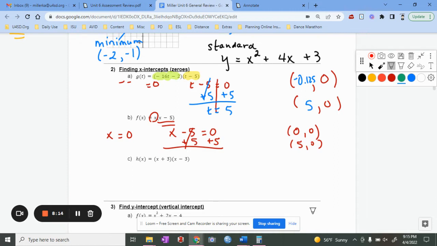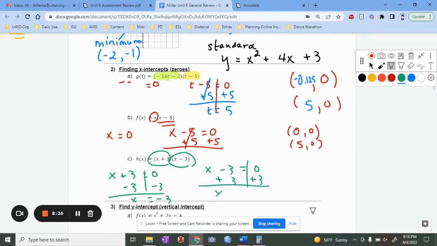For part C, same thing. We've got x plus 3 and x minus 3. So x plus 3 equals 0. x minus 3 equals 0. Add 3 to both sides. Subtract 3 from both sides, and we get x equals negative 3 and x equals positive 3. So we have (3, 0) and (-3, 0) as our two x-intercepts. Okay, that's where we cross the x-axis, our horizontal axis.